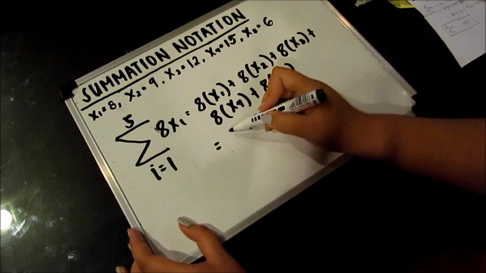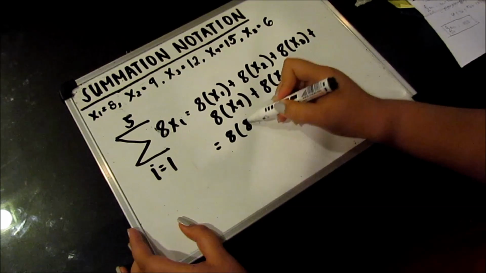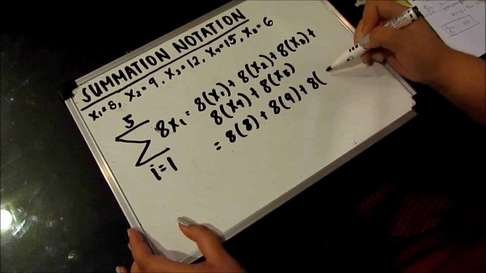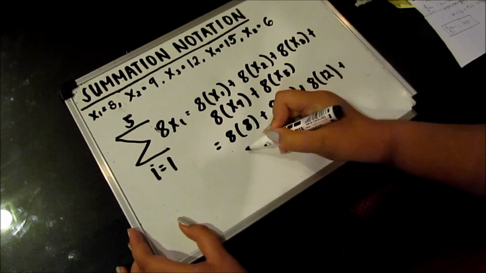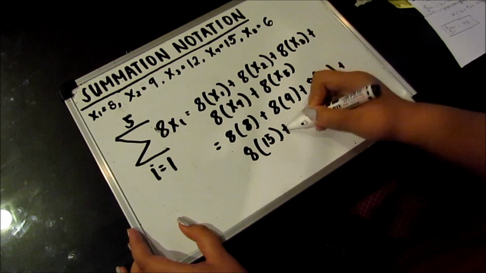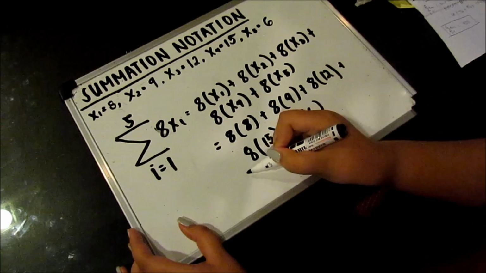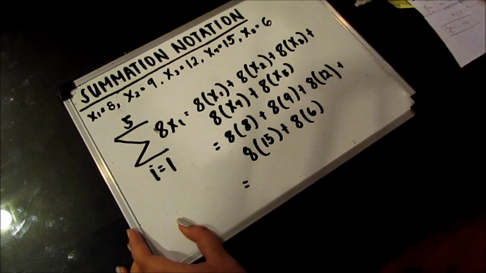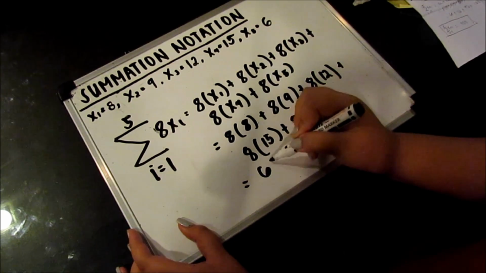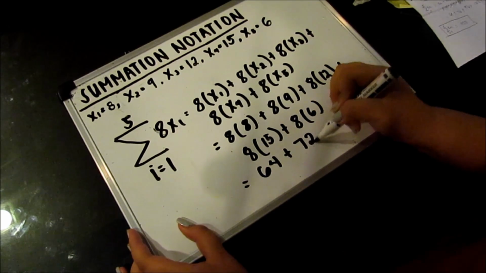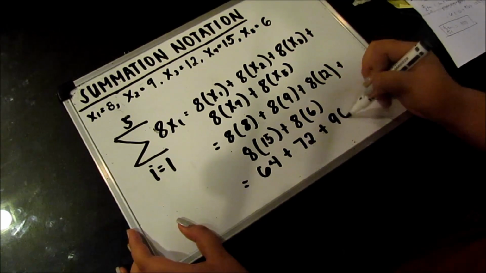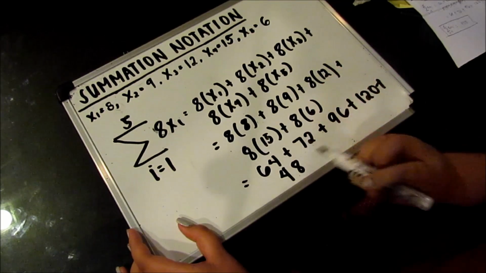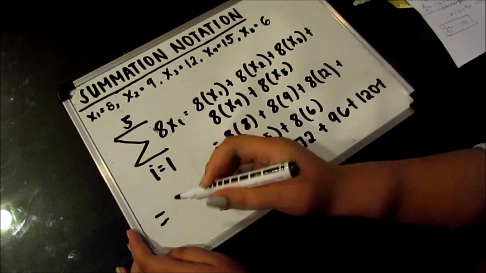And now we will transpose the data. 8 times 8 plus 8 times 9 plus 8 times 12 plus 8 times 15 plus 8 times 6. Now, because of the PEMDAS rule, we will be multiplying first before we add. 64 plus 72 plus 96 plus 120 plus 48. After adding all this, we will be getting 400.